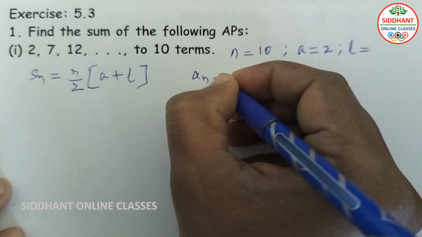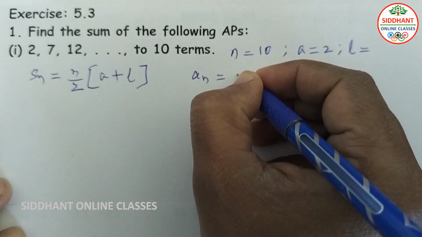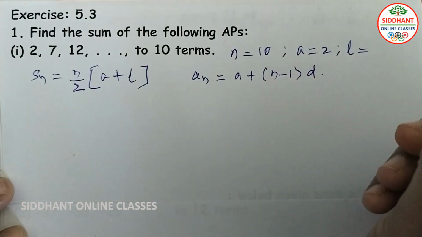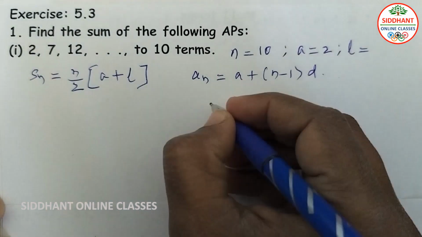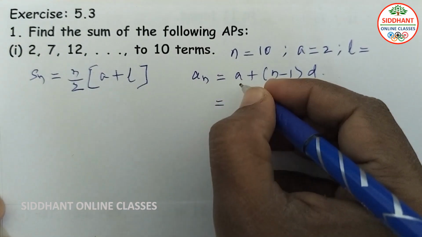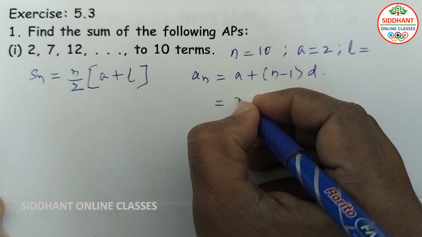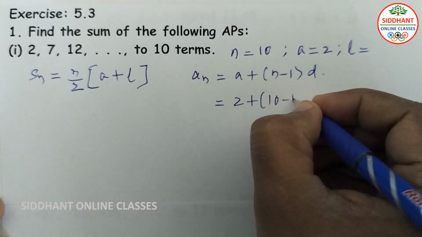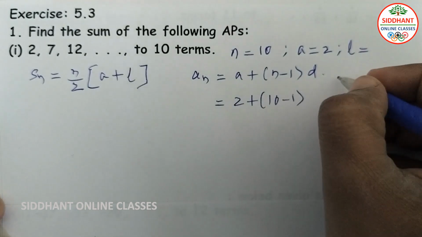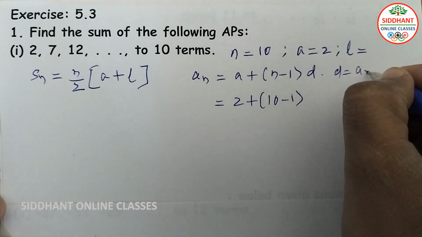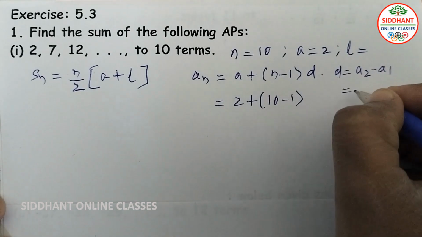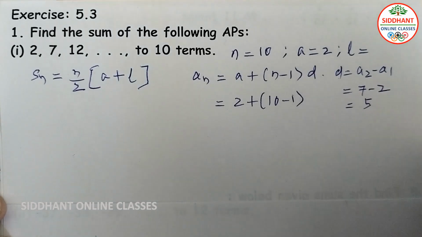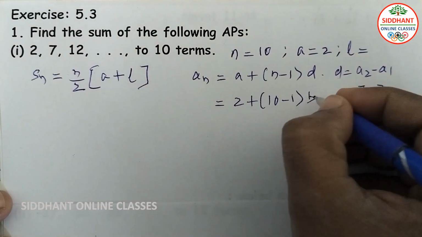We have an is equal to a plus n minus 1 d. So a, how much? That is 2, which is given in the question. n is 10 terms, which is given, 10 minus 1. d we are going to find out. That means d is equal to a2 minus a1, that is equal to 7 minus 2, which is 5. So now d is 5.